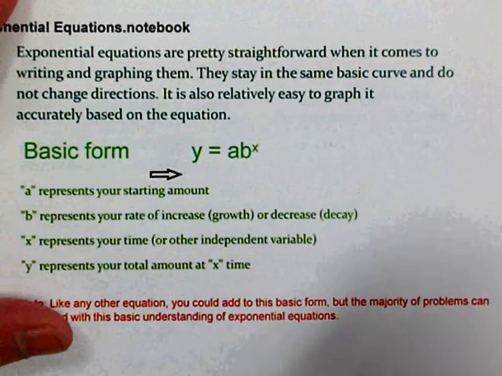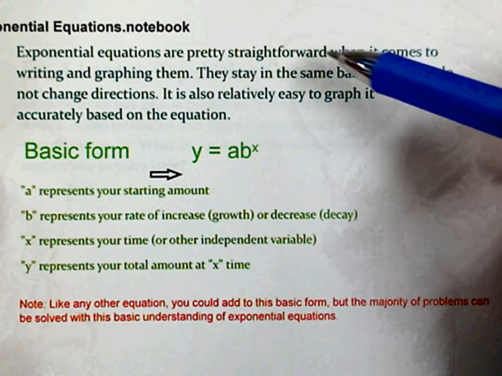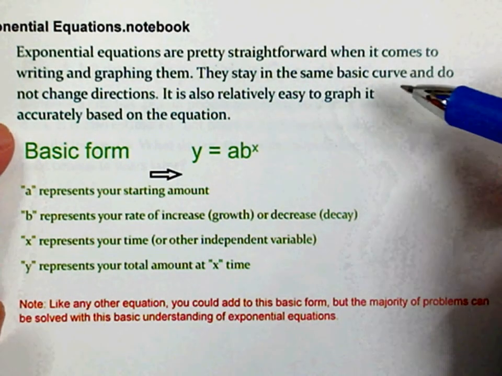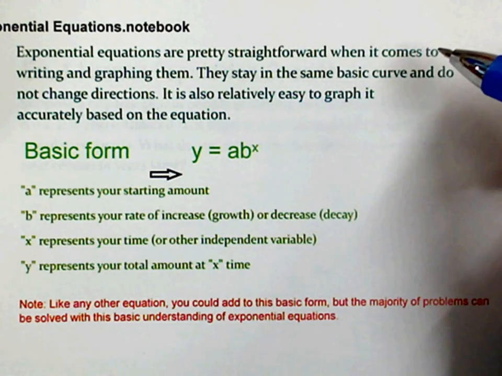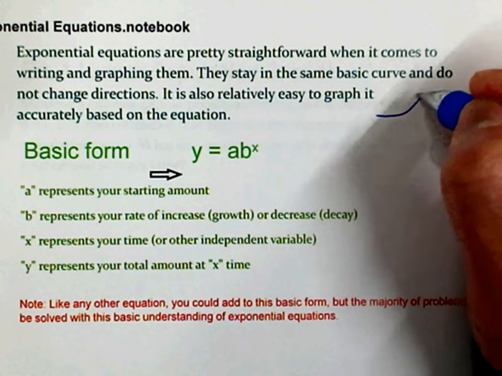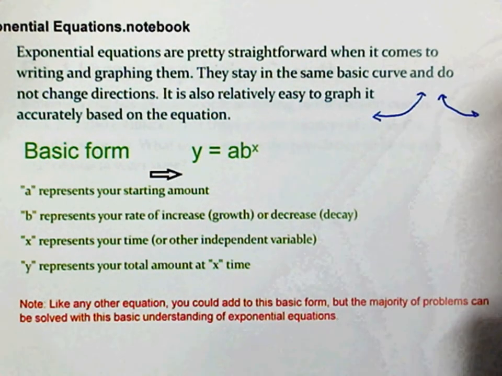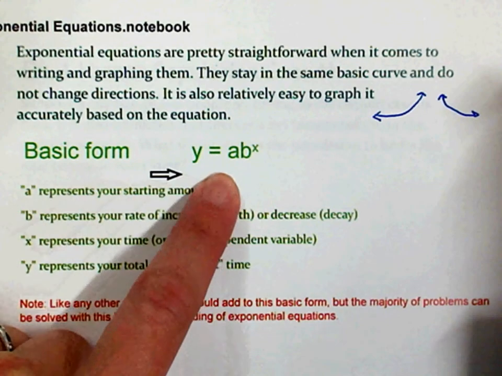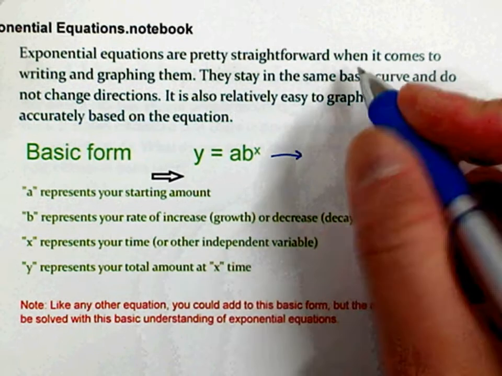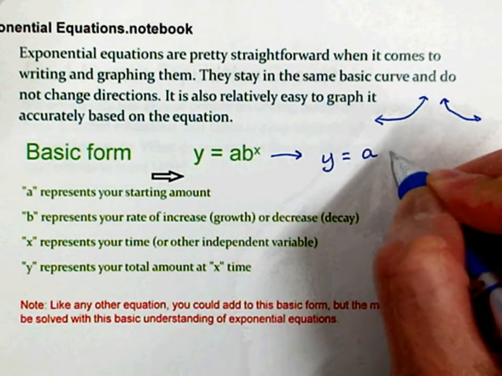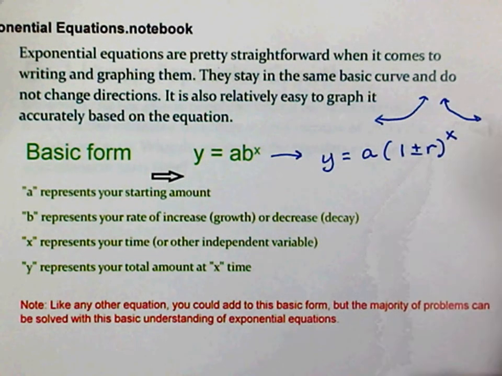So, exponential equations are pretty straightforward when it comes to writing and graphing them. They stay in the same basic curve and do not change directions. It's also relatively easy to graph accurately based on the equation. So it's either going to be a growth like this, or it's going to be a decay. Pretty much. Okay? Here's the basic form. Y equals a times b to the x. Keep in mind, this is also the same: a(1 plus or minus r) raised to the x. And sometimes the x is a letter t.